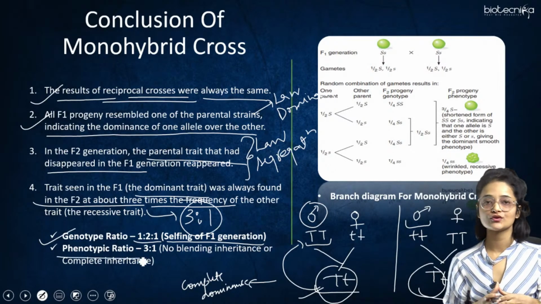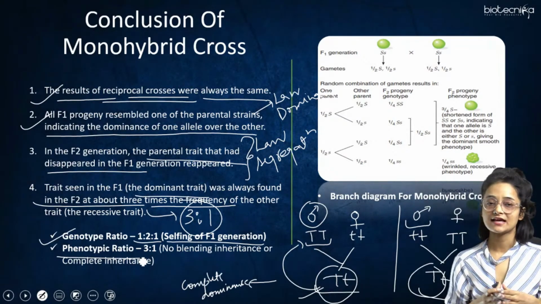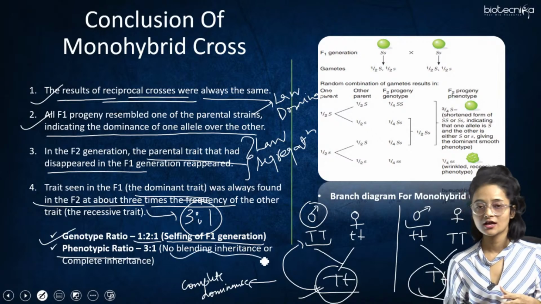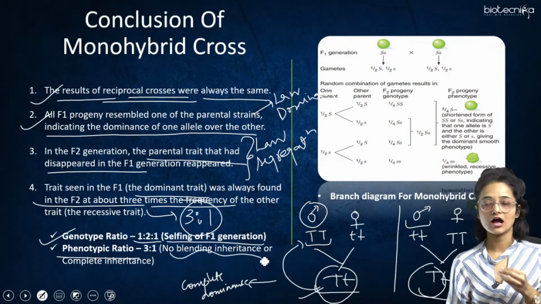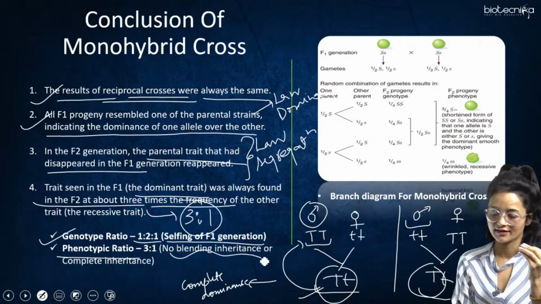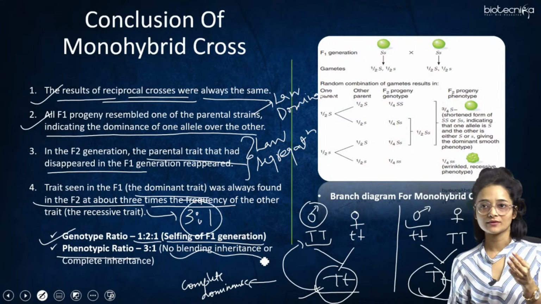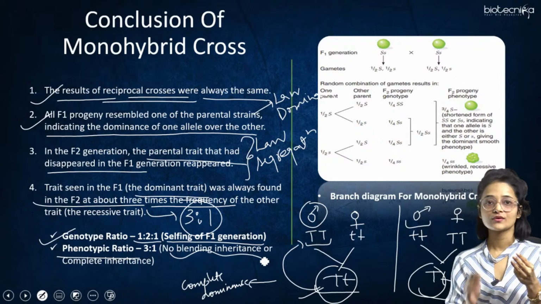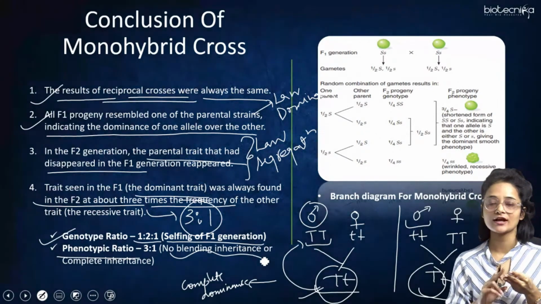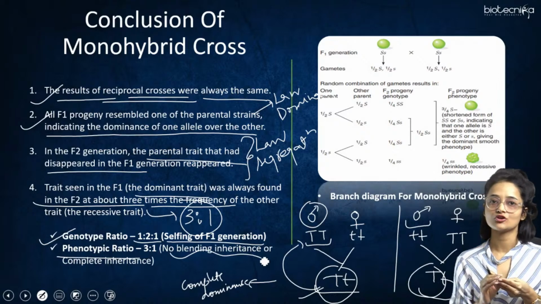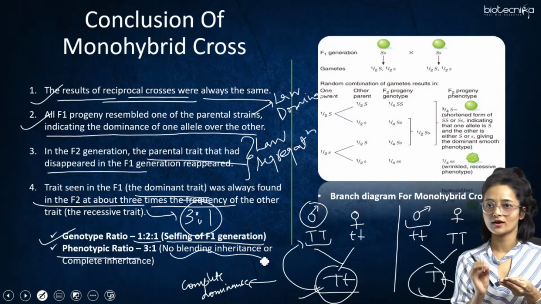And the phenotypic ratio came out as 3:1, which means complete dominance is taking place, and there is no blending inheritance. These are two important terms, because we study how many types of dominance there are: codominance, incomplete dominance, and complete dominance. So in a question, it will always be mentioned which type of dominance it is talking about. If it is talking about complete dominance, then the ratio would be 3:1 always.